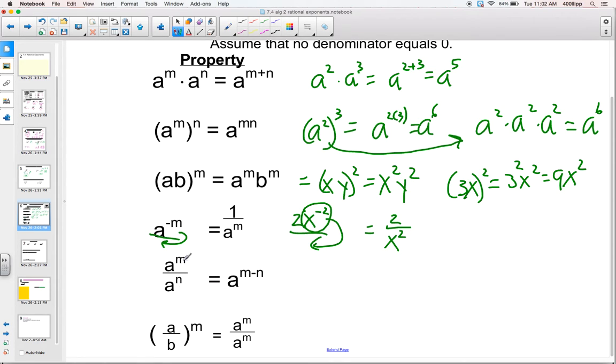This one, if we have the same base and we're dividing, we subtract the exponents. For example, if I have x to the 5th over x to the 3rd, I keep my base x, I subtract my exponents, and I get a total of x squared.